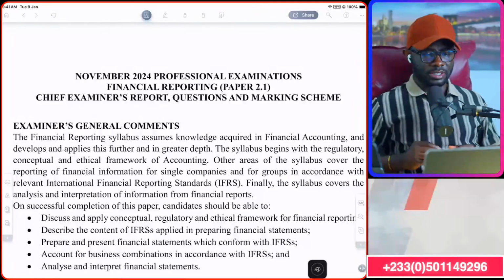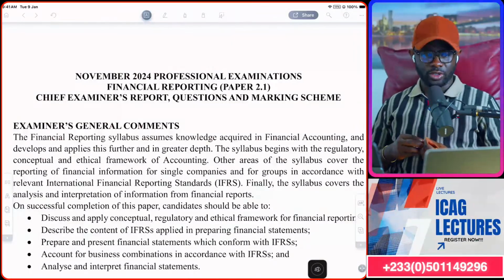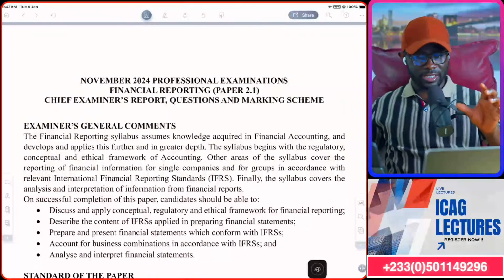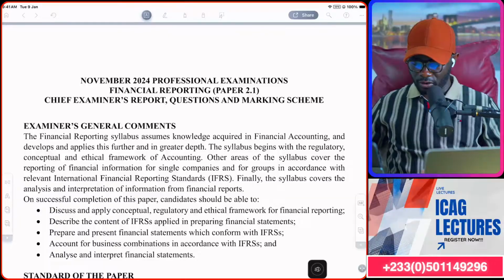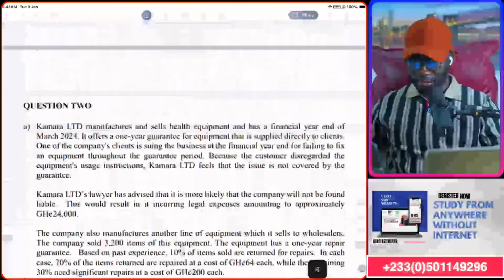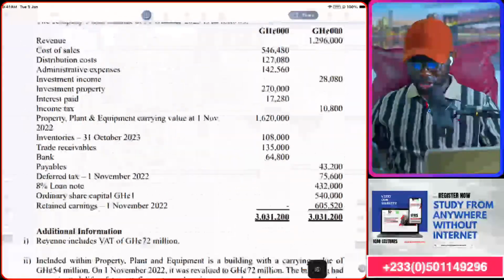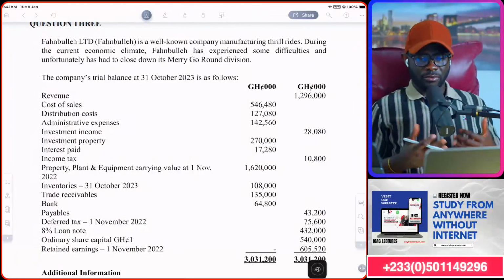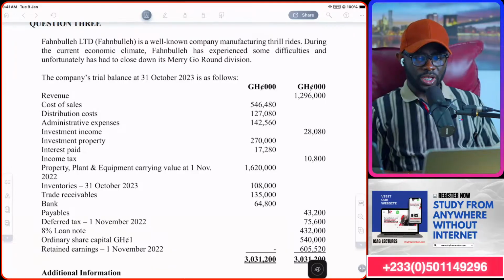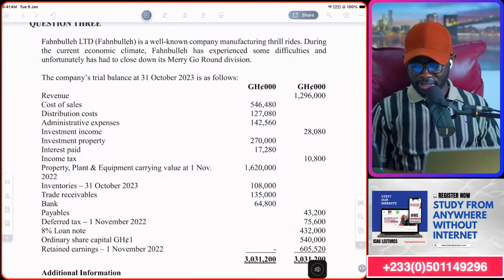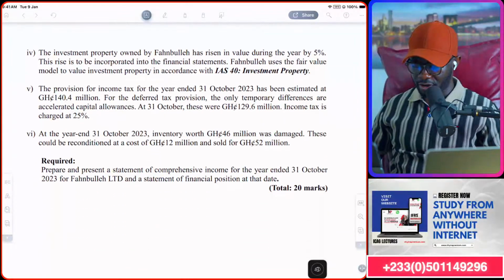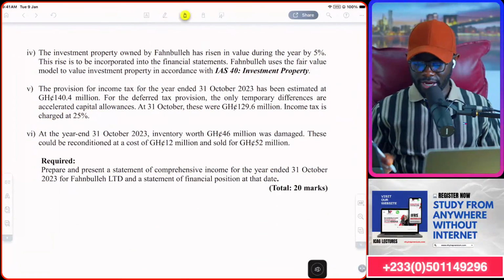We are looking at November 2024 ICAG financial reporting, and we are focusing on question 3, which is the single entity financial statement. It has a number of things that we want to use as a guinea pig to get excited into our discussion. So we go straight into the requirements for 20 marks, 36 minutes.